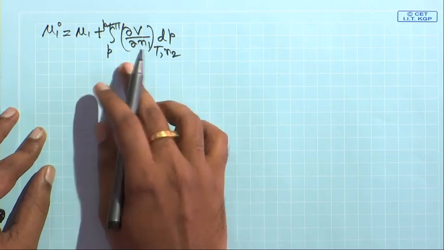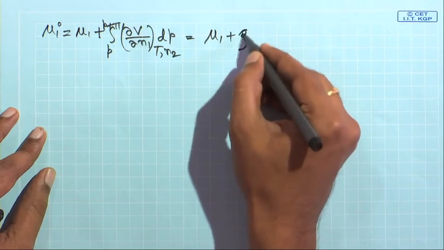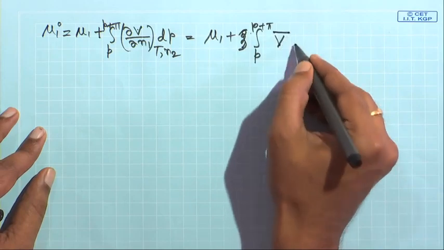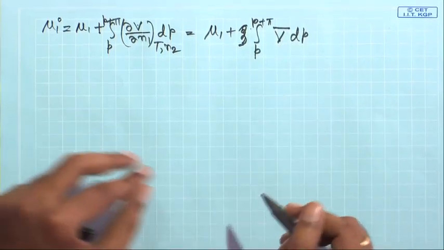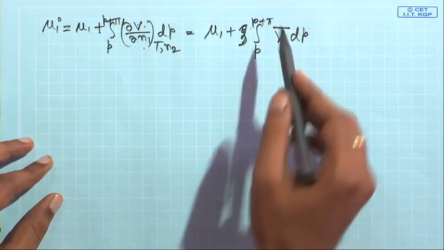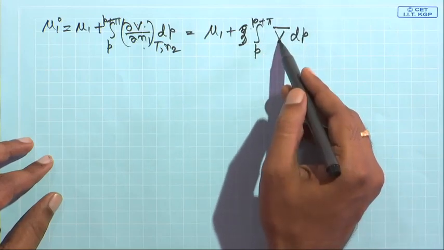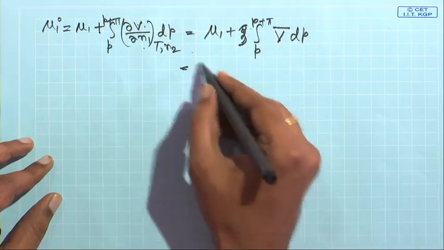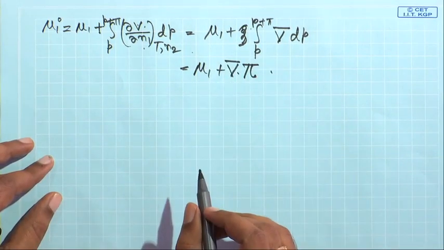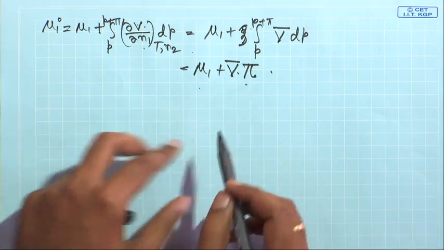Now, this particular relation is nothing but mu 1 plus the integral from P to P plus pi of V bar dP. V bar is nothing but the molar volume, so volume per mole. In the case of an incompressible liquid, this is constant with pressure, so it can come out of the integration and this becomes equal to mu 1 plus V bar into pi.